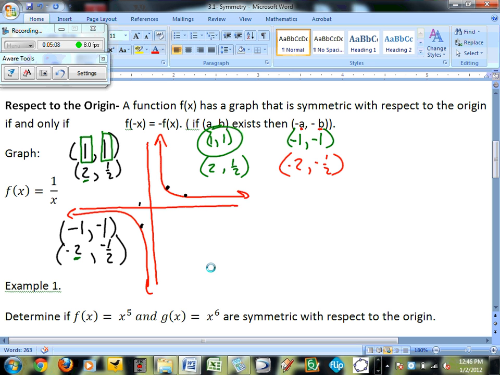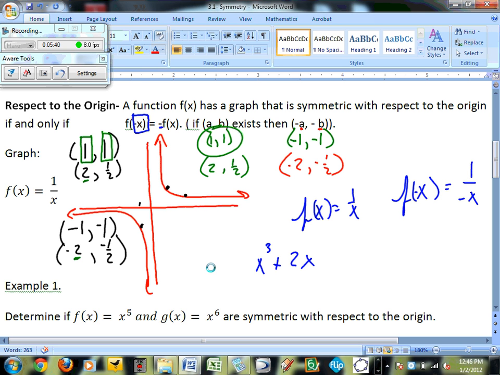My first definition is saying that if I plug a -x in for every x that I see and it changes all the signs, then it's symmetric with respect to the origin. So if I have f of x equal to 1 over x, and I plug in f of -x, anywhere I see x, I'm plugging in -x, did that change the signs of all the ones in my graph? Yeah. Well, another example of that would be x cubed plus 2x.